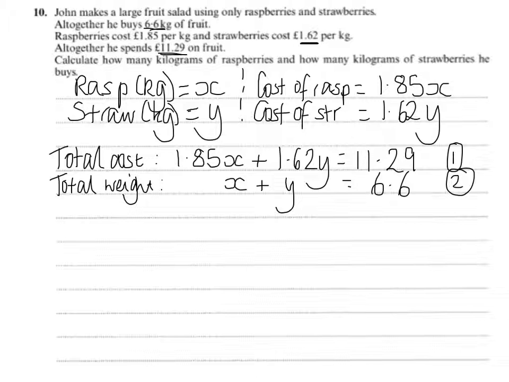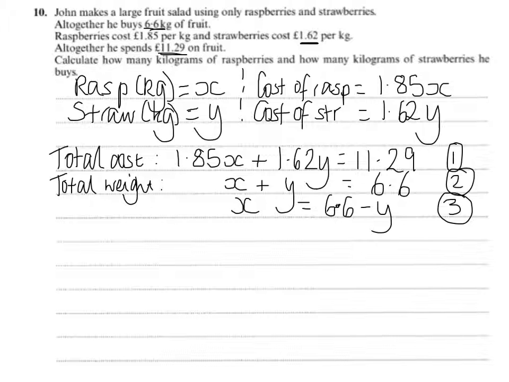So because I haven't got coefficients in front of X or Y here, it's probably going to be a good idea to use a method of substitution, i.e. where I rearrange equation 2 to make it X equals something or Y equals something, and then substitute that into equation 1. So you could do it either way. I'm just going to say this means that X equals, if I take away Y from both sides, 6.6 minus Y. So I've now got an equation which I'll call 3, which gives X equals something.